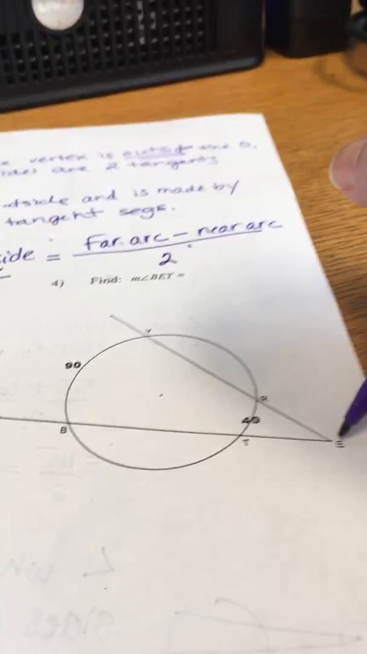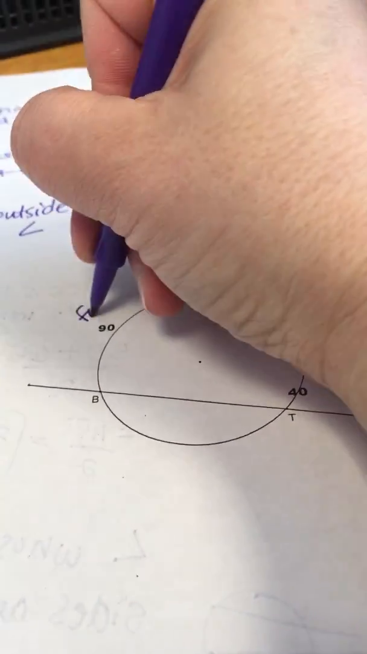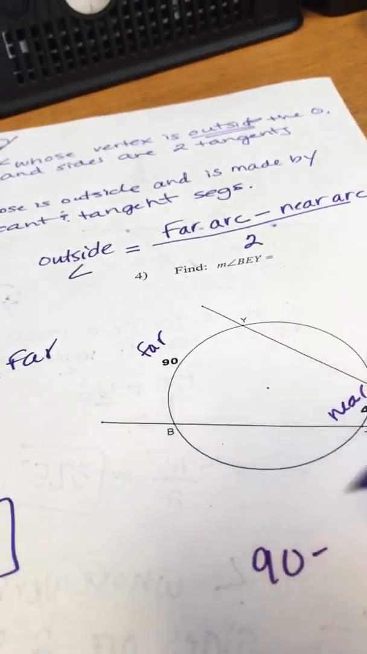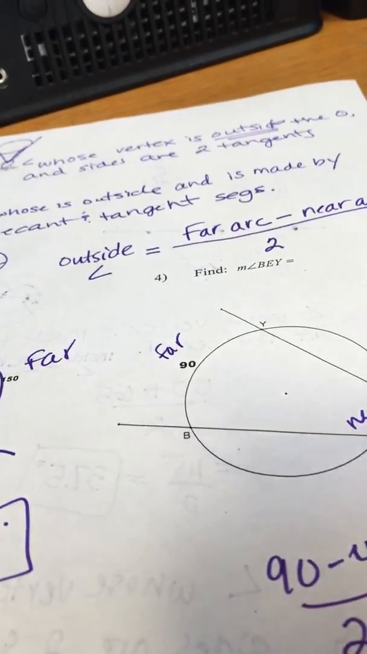On the secant secant, we do the far, and we have the near. So we do 90 minus 40 and divide by 2, so that makes 25.